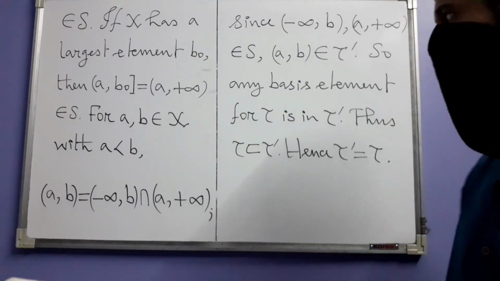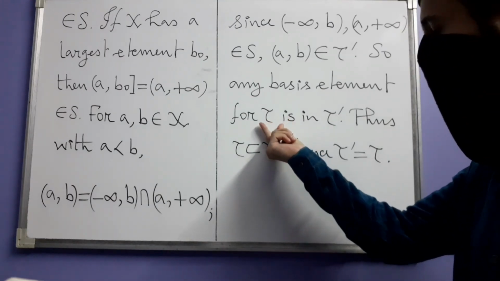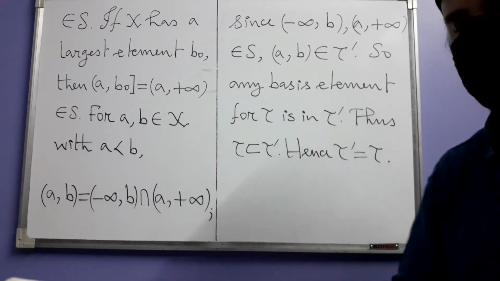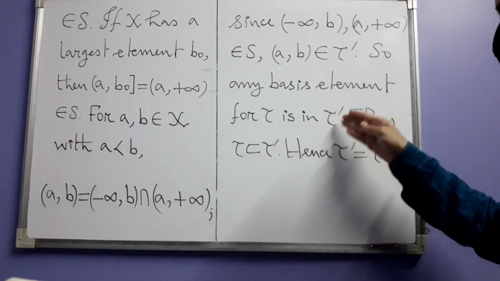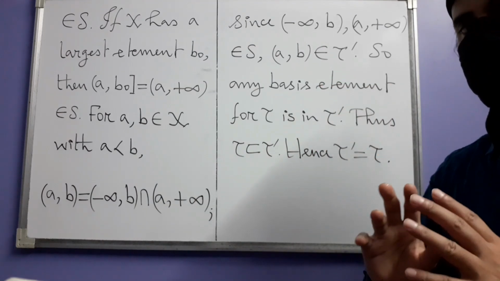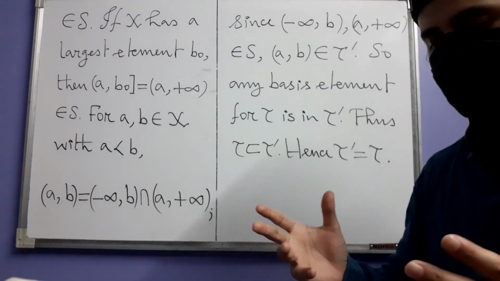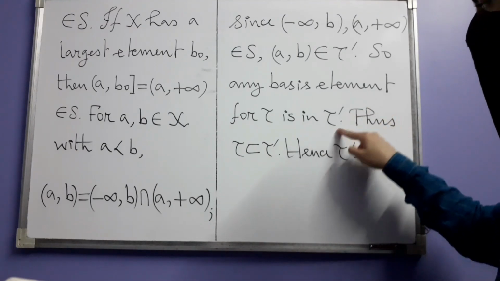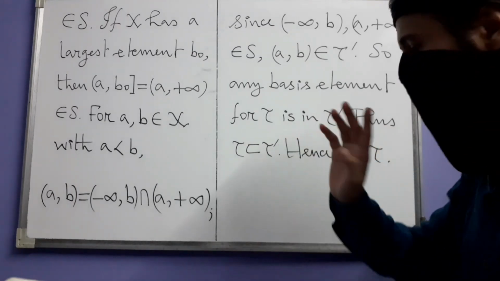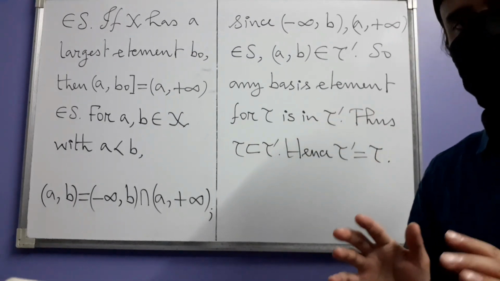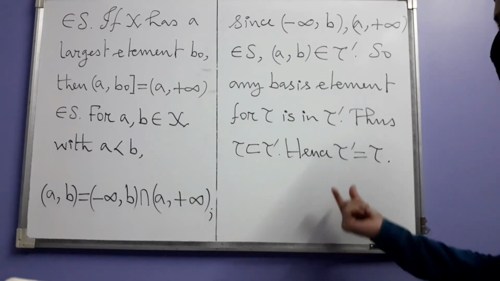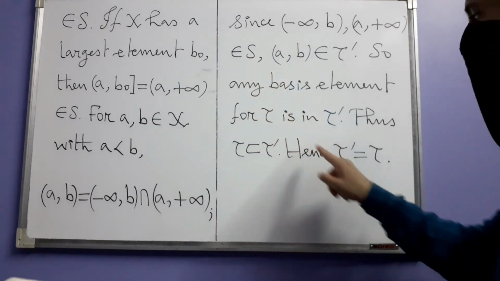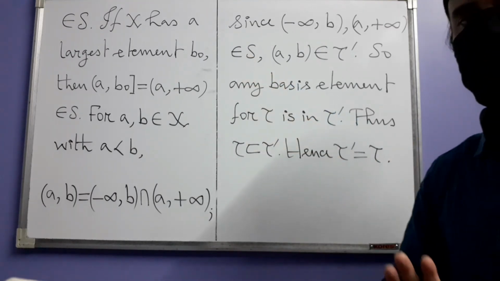Why? Because an arbitrary element in tau is an arbitrary union of such basis elements. If all the basis elements are inside tau prime, since tau prime is a topology, any arbitrary union of such elements will automatically be in tau prime. So that's how we have the reverse inclusion as well, and that's how we have proved that this topology which is generated by the subbasis S is nothing but the order topology on X.